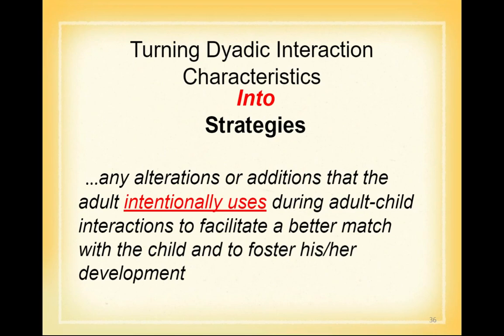Turning dyadic interaction characteristics into strategies. In order for us to help adults become more conscious of these characteristics, the Peewee model builds on naturally occurring dyadic interactions by turning them into strategies. As adults become more conscious of these strategies, they can use them to adjust their interactions with children to create better, more responsive matches.